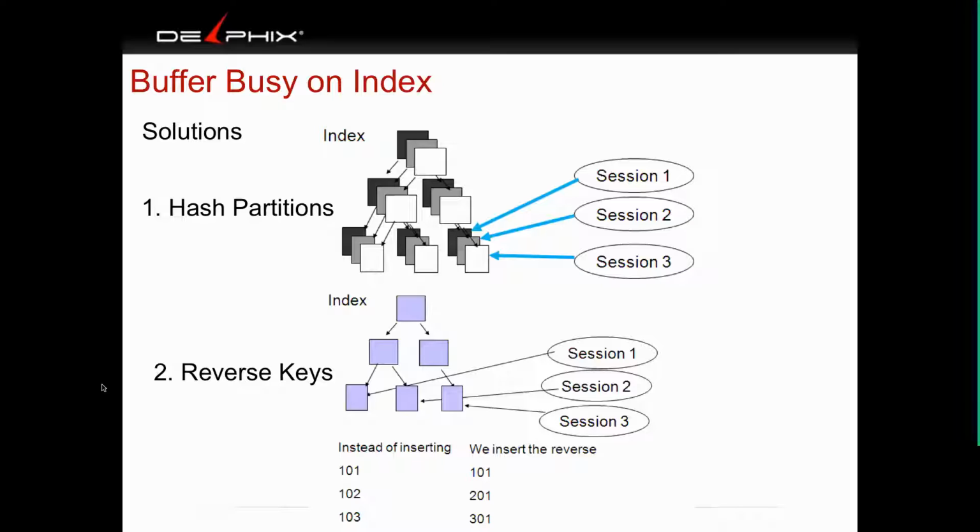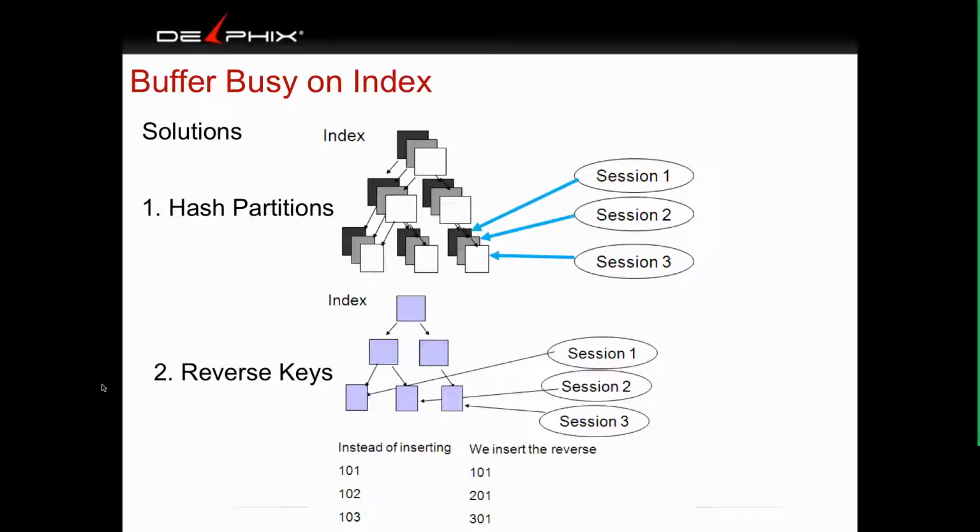Two solutions to that. One would be doing hash partitions, so you distribute the inserts across the hashes. Another potential solution would be using reverse keys. So instead of inserting 101, 102, 103, we flip it. Insert 101, 201, 301. So then the inserts get spread out on all the different leaf blocks. There's no longer a hot block.